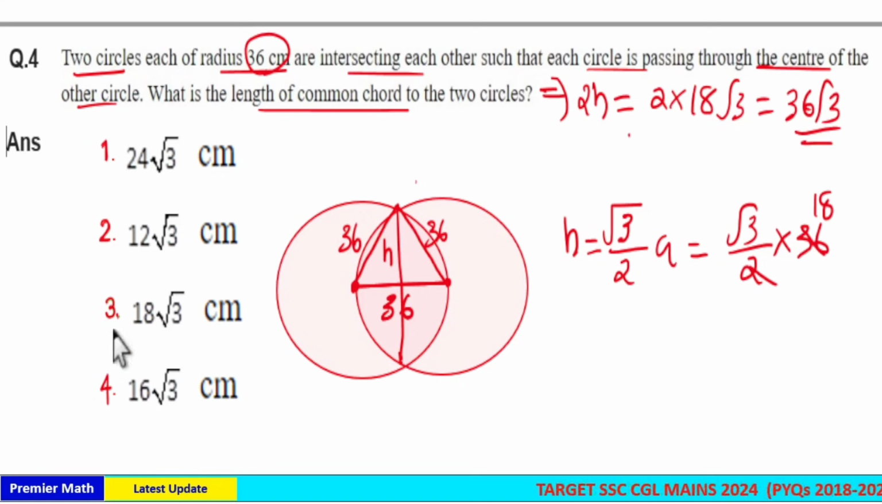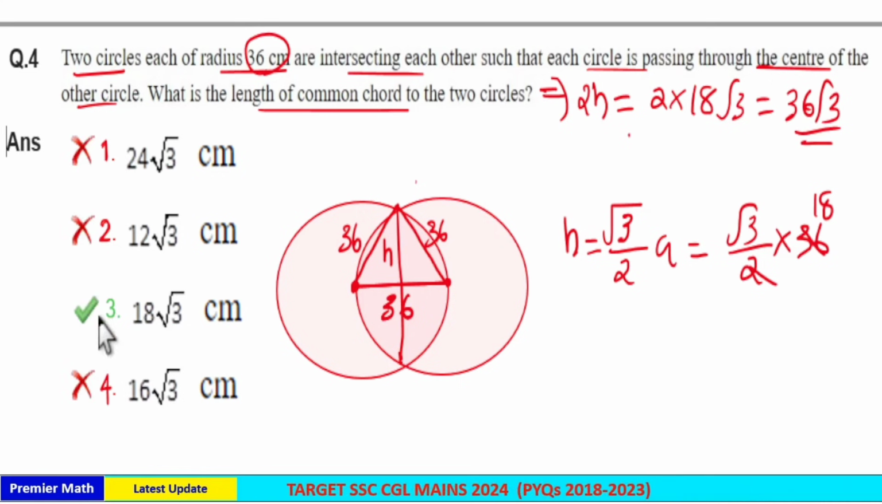Here the options are given wrong. So here this is 36 root 3. Here it is given as 18 root 3. This is actually 36 root 3.